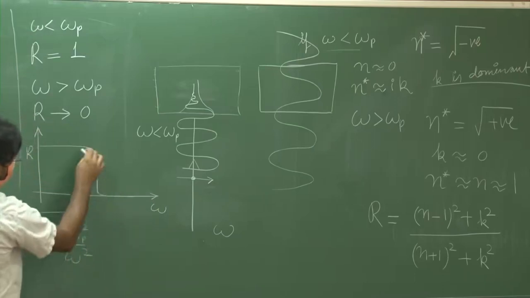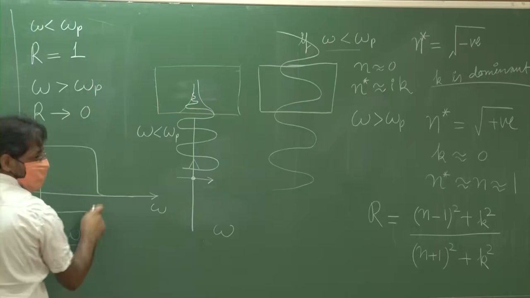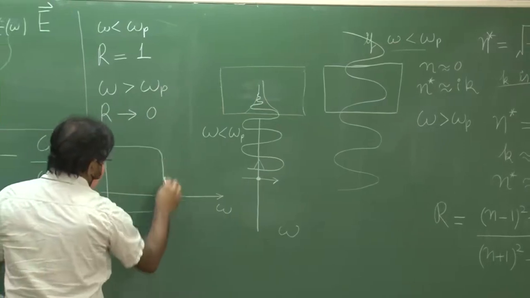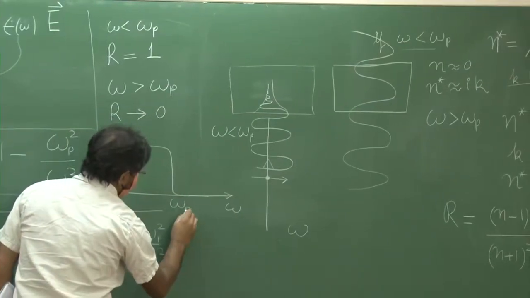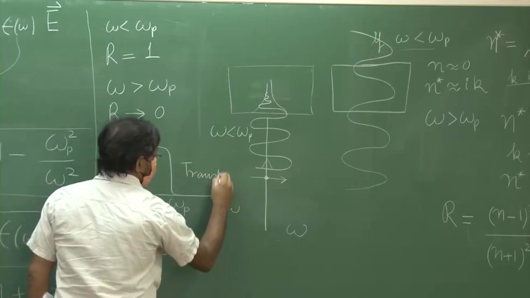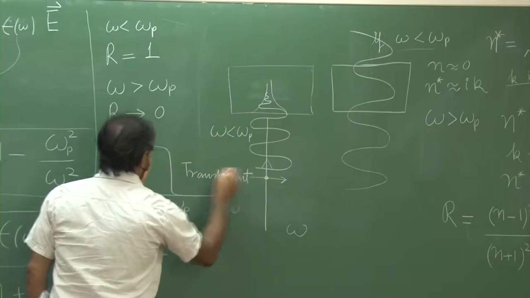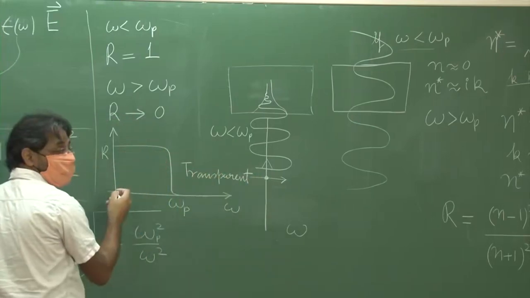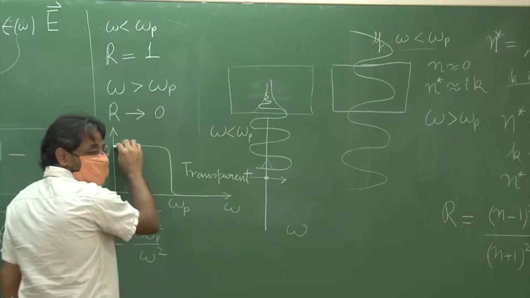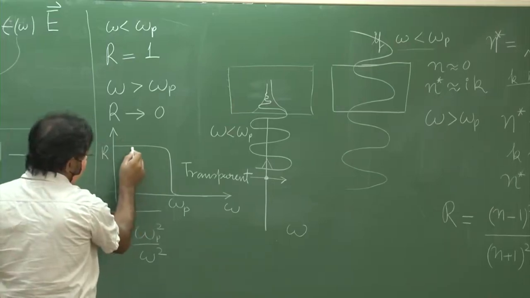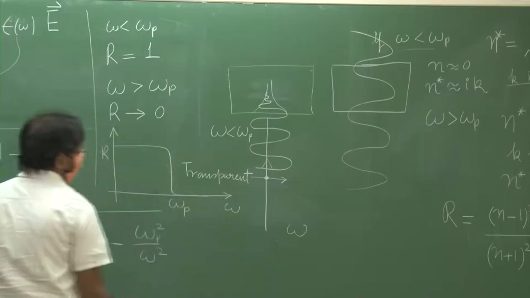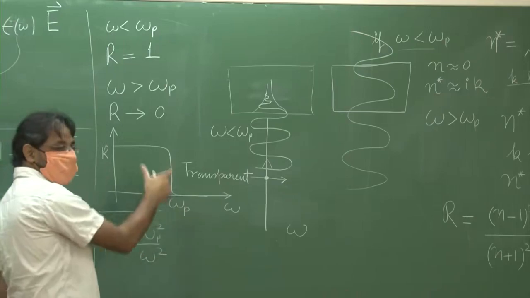It might not be very sharp. According to this, it should be just a step function, but in real life, it's not a step function. It's always like this, and this is the frequency at which the transition happens. So here your metal is transparent, and in this regime your metal is highly reflective. In real life situations, this R may not be exactly equal to 1. It might be a little less than 1, in particular at higher values of omega, and this step might not be very sharp. There will be some smearing of this step.